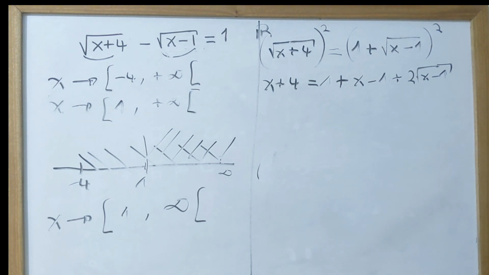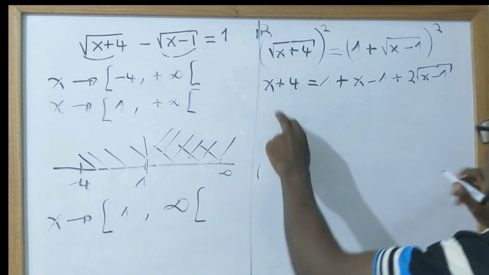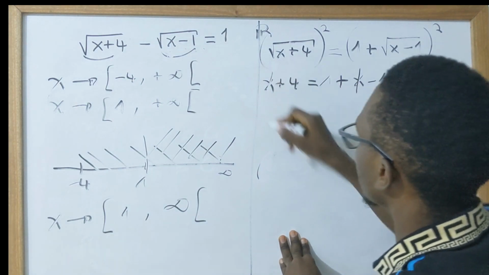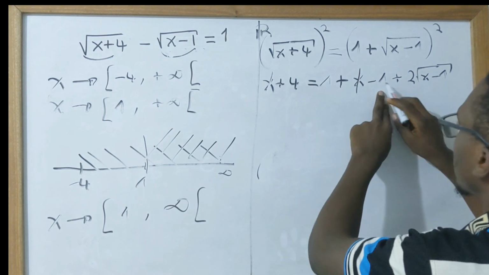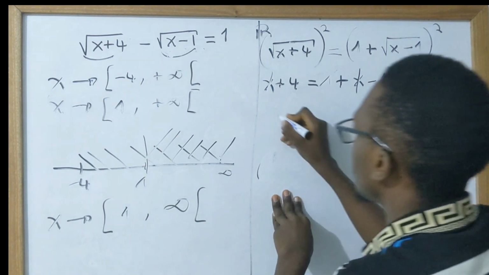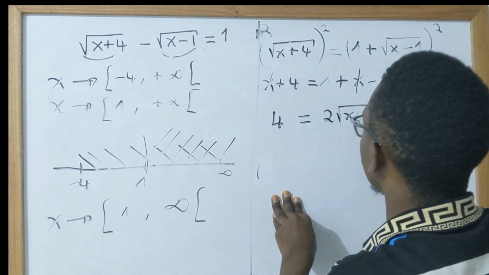From here we can bring everything related to x to this side. This x and this x will cancel automatically, this and this will cancel. We have 4. This one and this one will cancel to have a 0. Hence, you are going to have 4 is equal to 2 root of x minus 1.